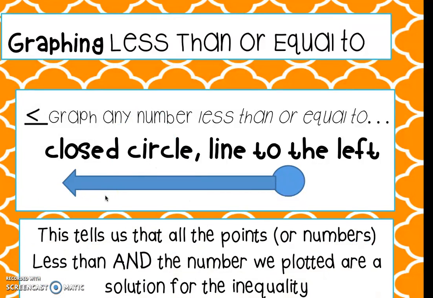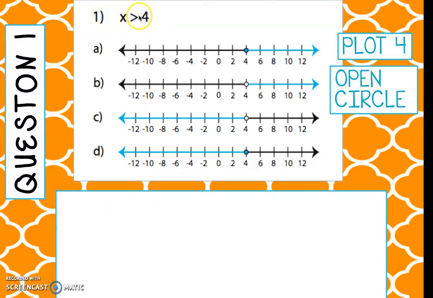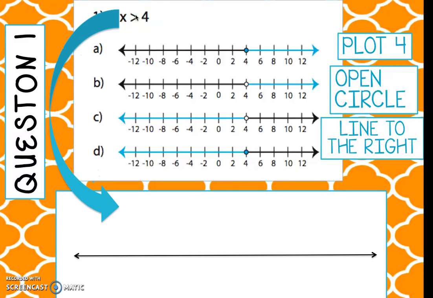All right, so let's go ahead and take a look at number one. Number one says make the graph where x is greater than 4. The way I want you to do this is graph it on your paper, and then select the answer choice that matches the graph that's on your paper. So the first thing we're going to do is plot 4. We see it's greater than, so we know it's going to be an open circle with a line to the right. So I'm going to draw my number line.